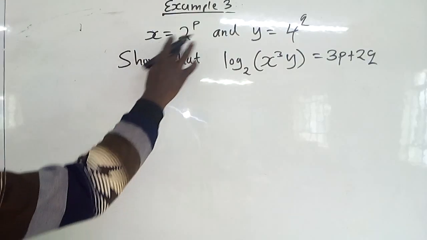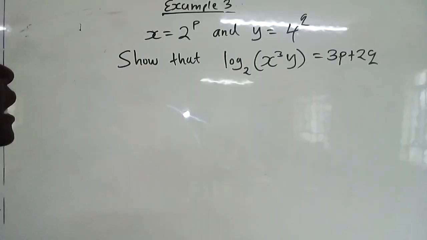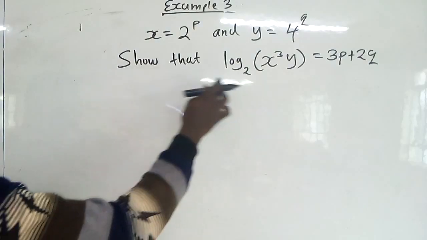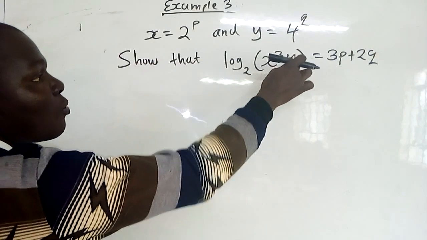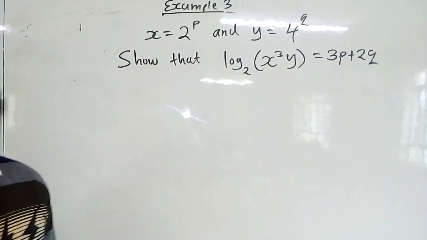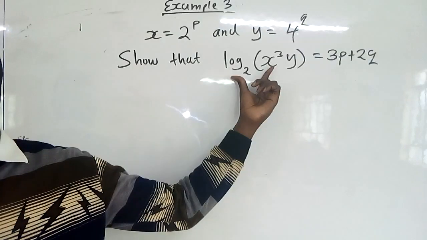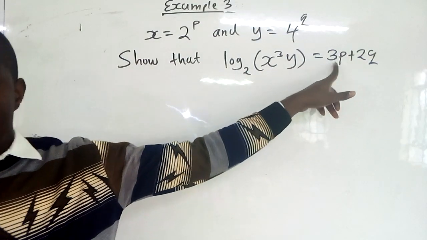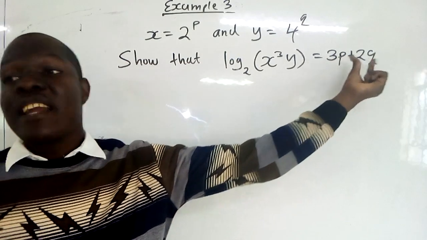So given that x is 2 raised to power p and y is 4 raised to power q, you've been told to show that log x cubed y to base 2 is equal to 3p plus 2q. So it means you start with what is on the left hand side until you get what is on the right hand side. On the right hand side, you see it is in terms of p and q, isn't it?